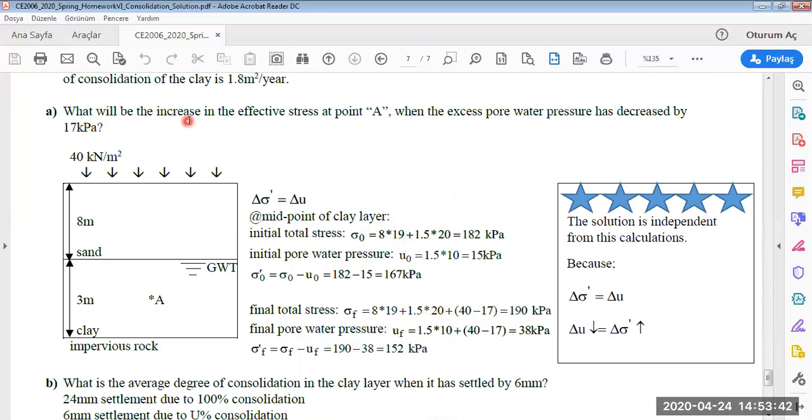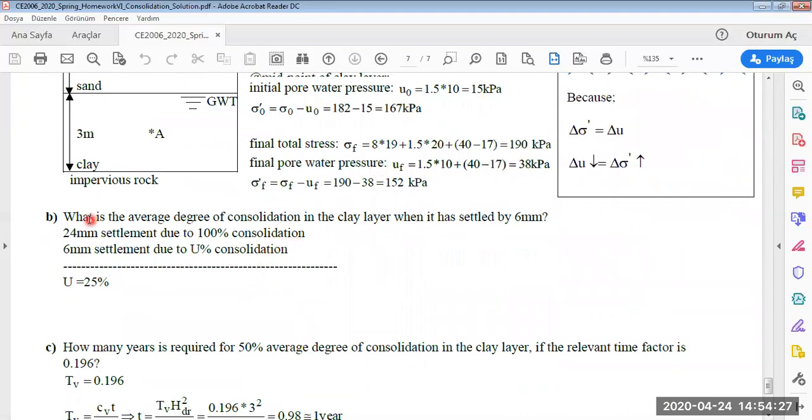Because in the question, what will be the increase in the effective stress at point A, it is the midpoint, when the excess pore water pressure has decreased by 17 kilopascal. According to this equation, we can directly understand that the amount of decrement is equal to the amount of increment in the effective stress. I mean, we can directly say the increase in the effective stress is equal to 17 kilopascal. Please be careful about this.